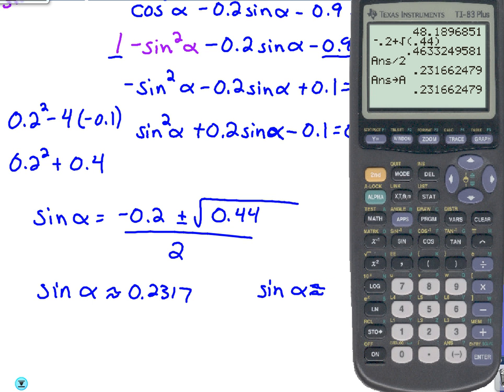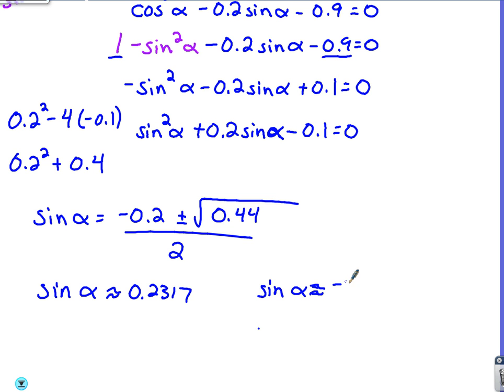Or sine of alpha is about, we've got to do the negative version too. Instead of typing all this again, you can do second entry, second entry, second entry. There it is. And I can go over here and instead of plus, put minus. And then divide by 2. Now I'm going to store that into alpha B. Negative 0.4317. Makes sense.